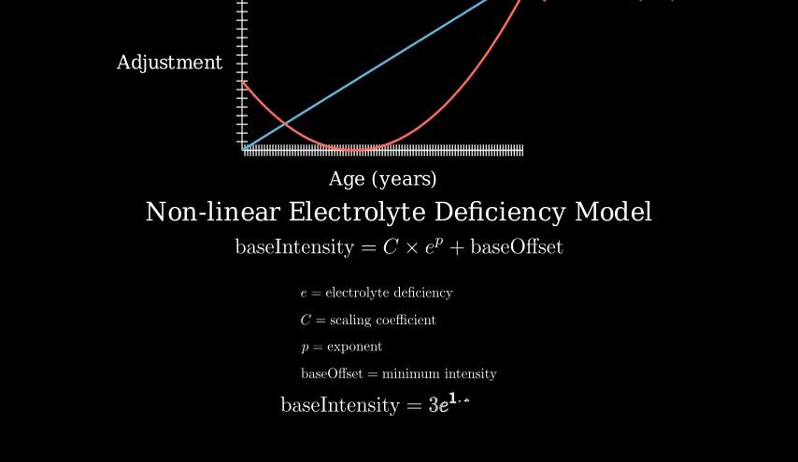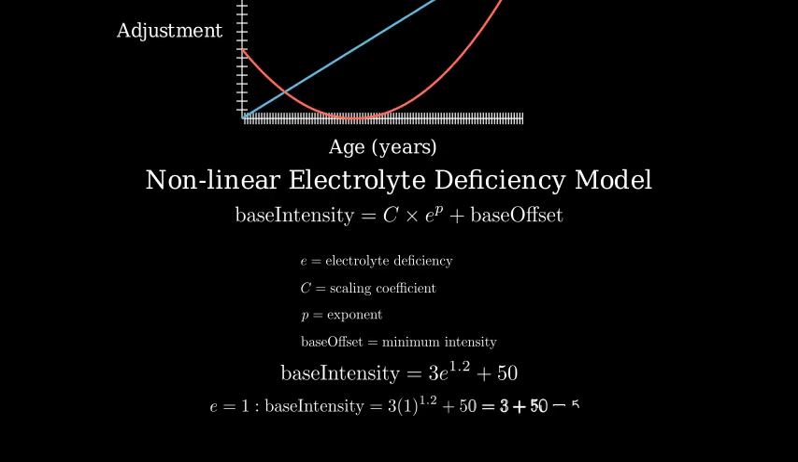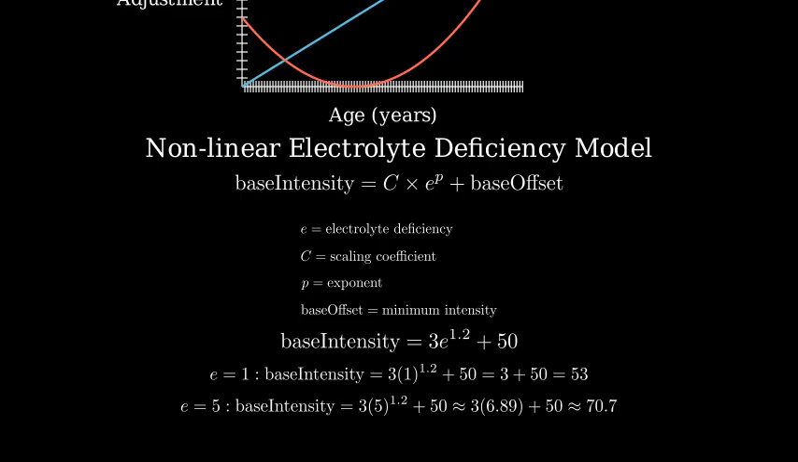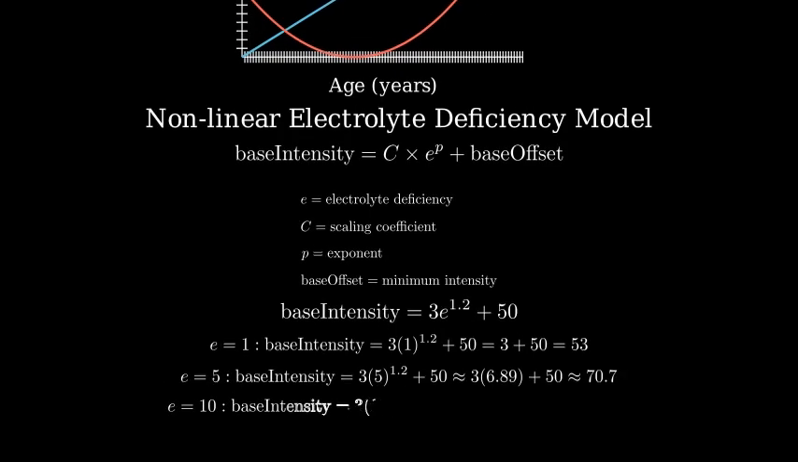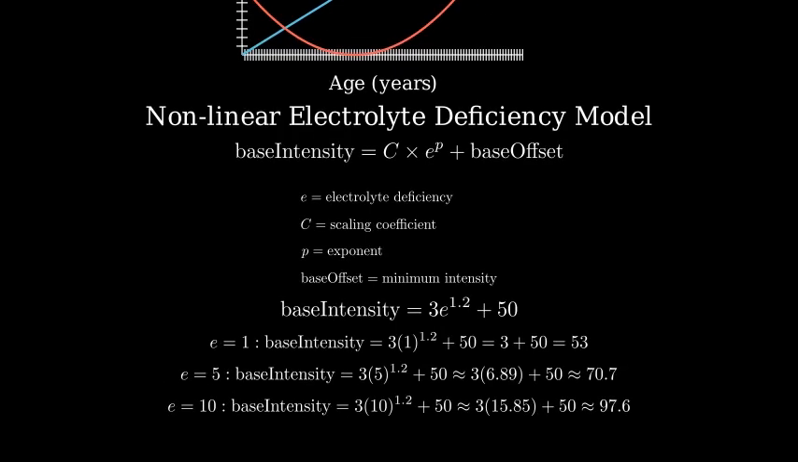For example, if we set P to 1.2, C to 3, and the base offset to 50, base intensity equals 3 times E to the power 1.2 plus 50. Let's calculate some examples. For deficiency 1, base intensity equals 3 times 1 to the power 1.2 plus 50, which is 53. For deficiency 5, base intensity equals 3 times 5 to the power 1.2 plus 50, which is approximately 70.7. For deficiency 10, base intensity equals 3 times 10 to the power 1.2 plus 50, which is approximately 97.6.